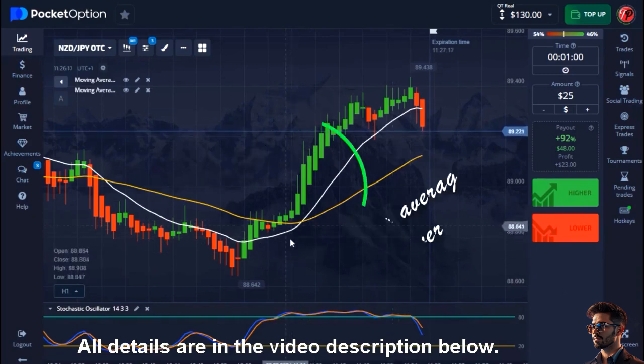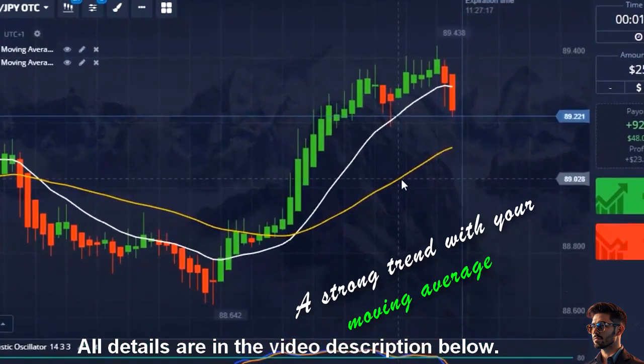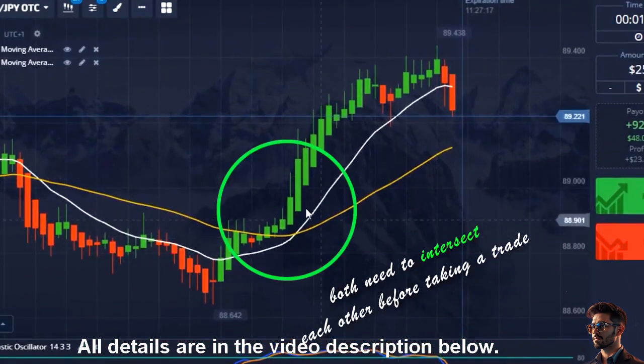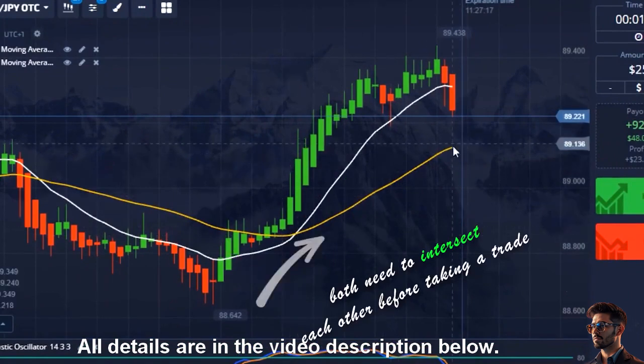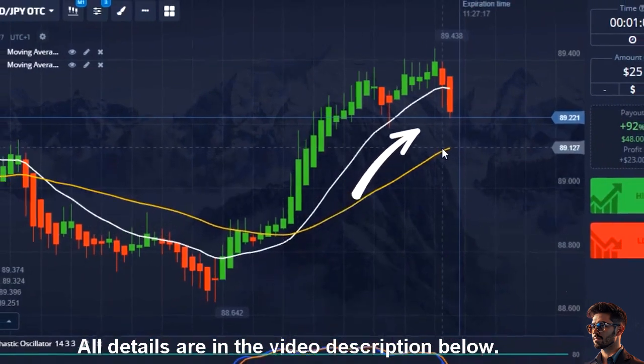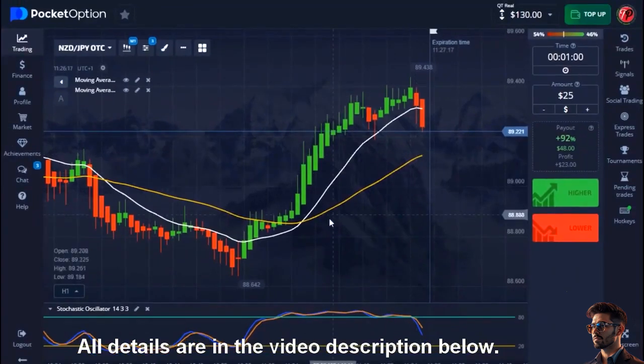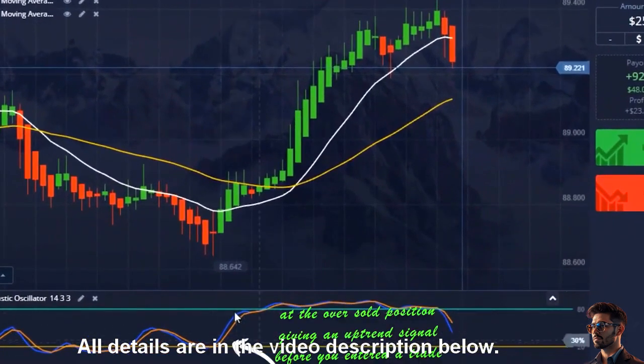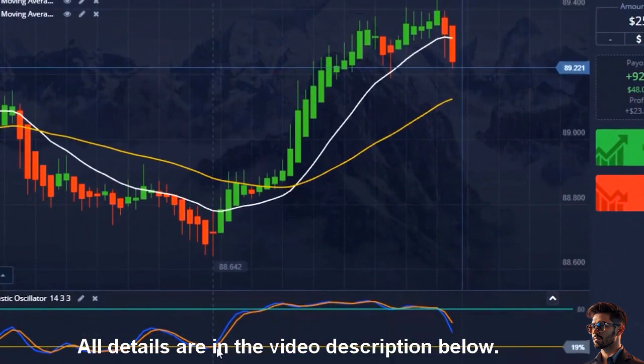It's actually with your 2 moving averages here. Before you enter a trade, make sure that you have a very strong trend with your moving average. Both lines need to intersect each other, and that gives you a very powerful confirmation of an uptrend before you enter a trade. The same thing applies to your stochastic. Your stochastic oscillator needs to have both lines intersect in a very strong oversold position, and make sure you're seeing a very strong indication of an uptrend before you go for an up trade.